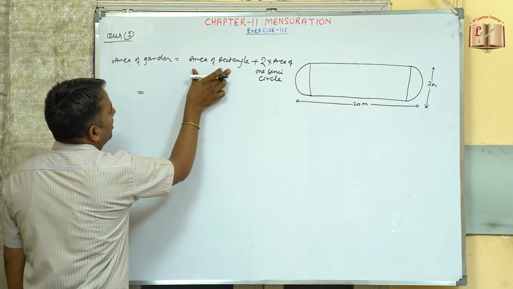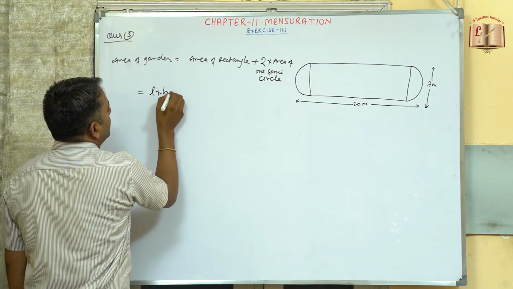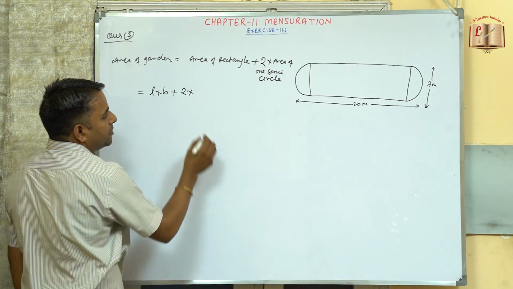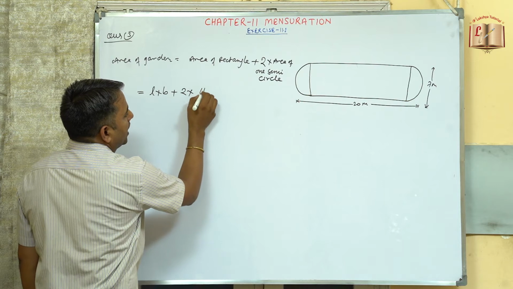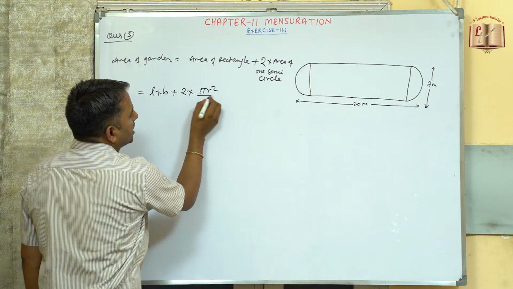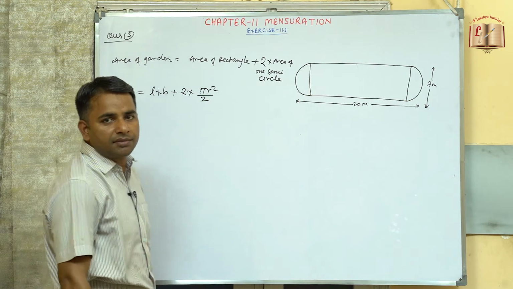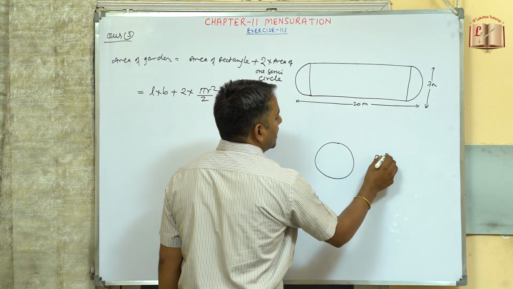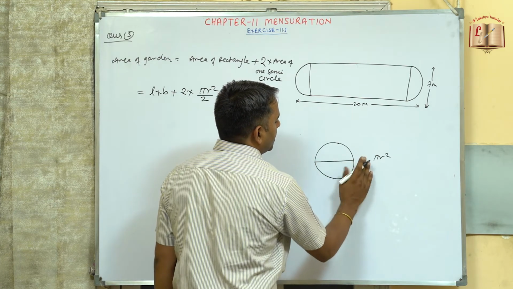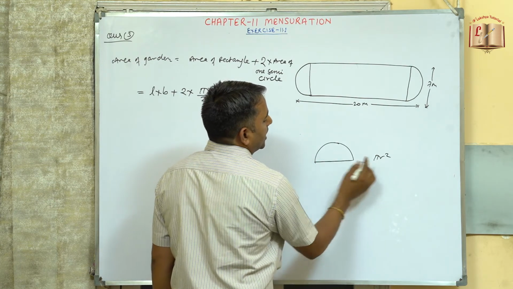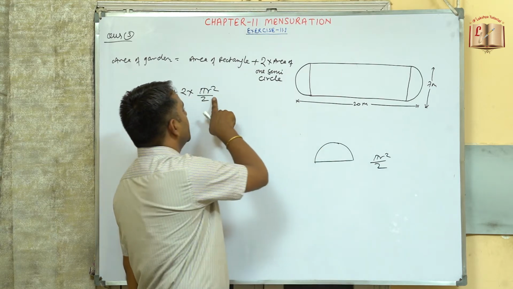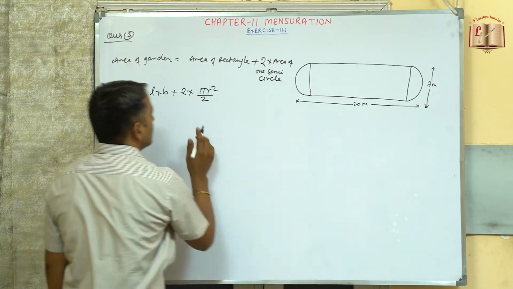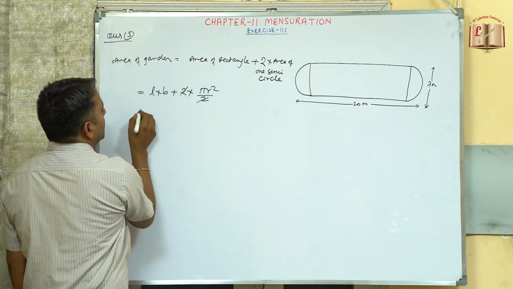So this will be equal to area of rectangle, which is length into width, plus 2 into area of the semicircle. Area of the circle is pi r square. So the semicircle will be half. Semicircle means what? Half. This is a circle; its area is pi r square. If I make it a semicircle, its area becomes half of this, so the area of the semicircle is pi r square by 2. So now the 2 and 2 cancel.